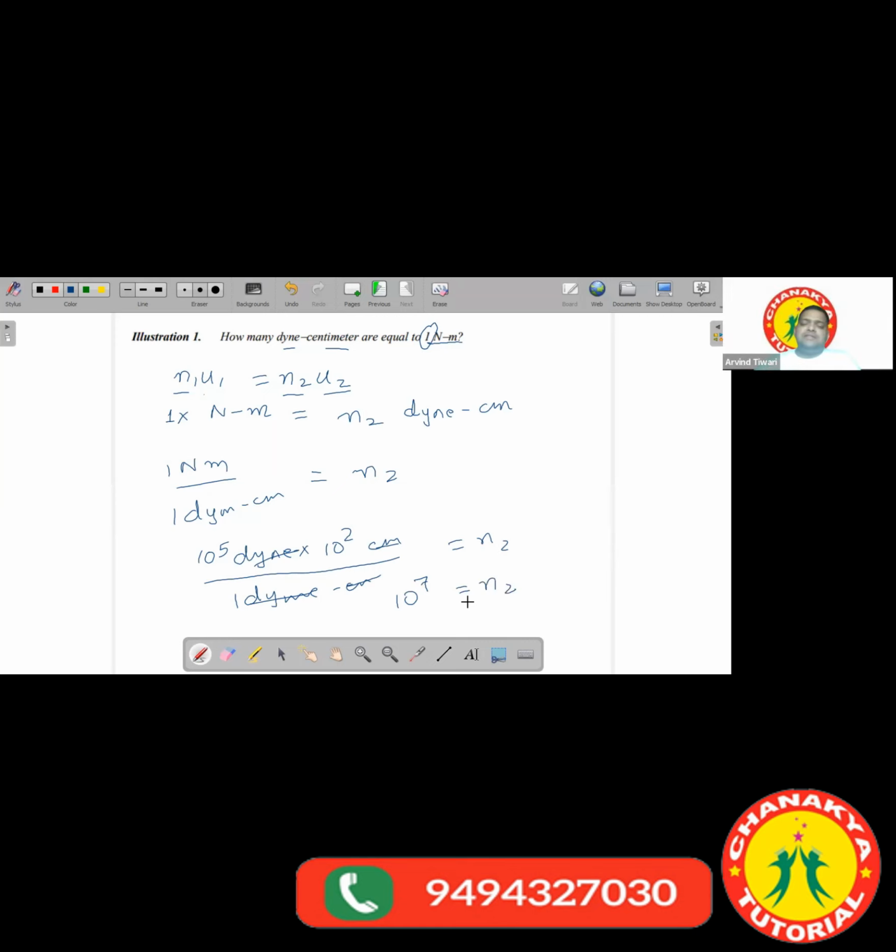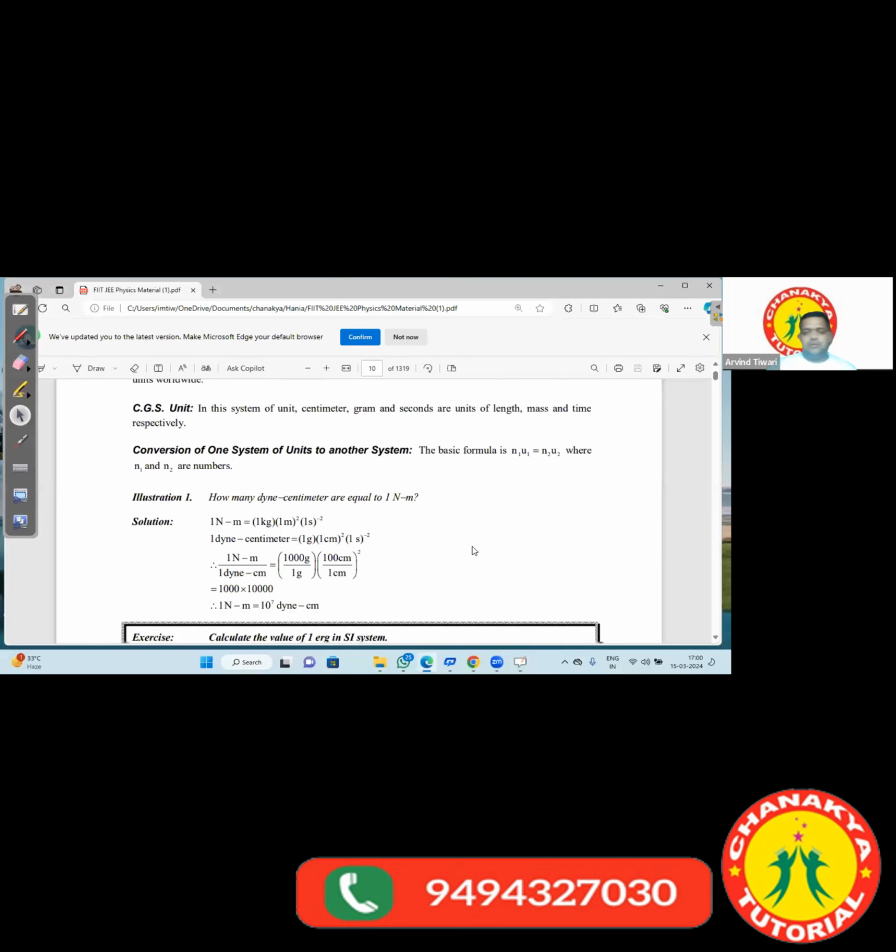So I will say that in 1 Newton meter, there are 10 to the power 7 dyne centimeter. Agree, everyone? Yes, sir. Okay. So similarly, I will give you just one more question. If you are able to do that, just look up at that if you can do that. Okay. So here is another question.